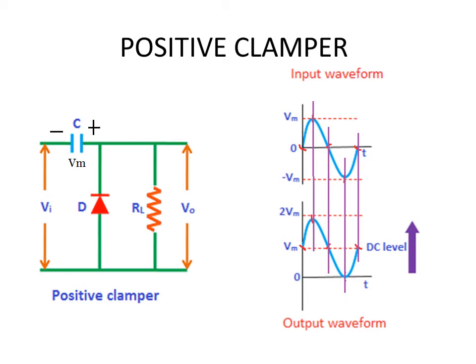So that is what we refer to as a positive unbiased clamper. What it does is it just has raised the waveform, and now it is resting at 0 value, or our clamping level is 0 voltage.